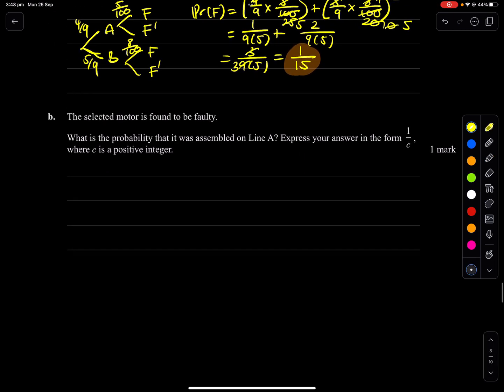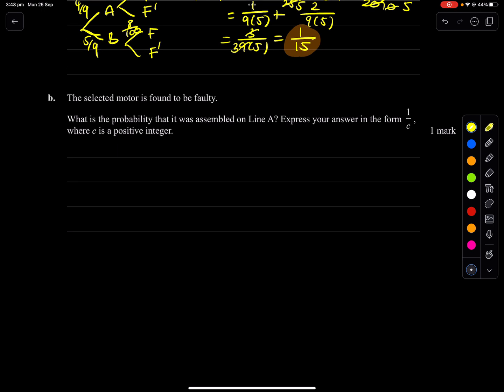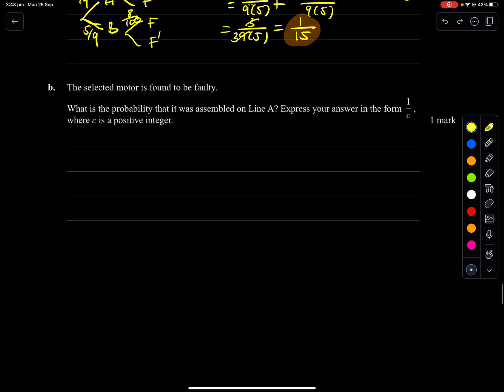Done. If the selected motor is found to be faulty, what is the probability that it was assembled on line A? Okay, now this is a word problem. This is where they're trying to trick you. It is conditional here. They've given you a hint. They say the selected motor is found to be faulty. Think of it like this. What is the probability that it was assembled on line A, given that the selected motor is found to be faulty? That's why it's written like this, and this did trick a lot of people, and I think it will.